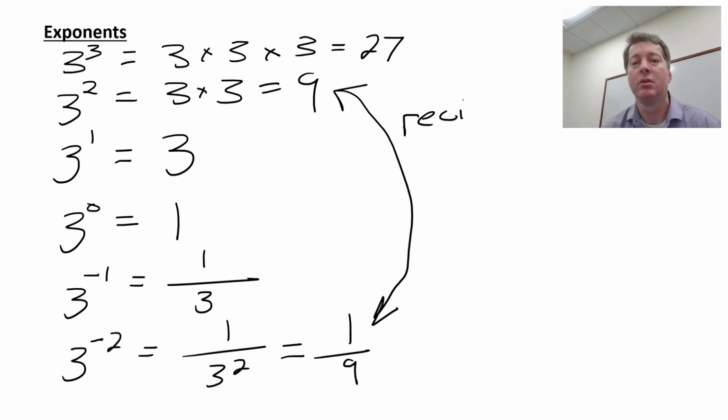And 3 to the negative 2 is what? It's the reciprocal of 3 to the positive 2. It's the flipped over version. It's not 9, rather it's 1 over 9.